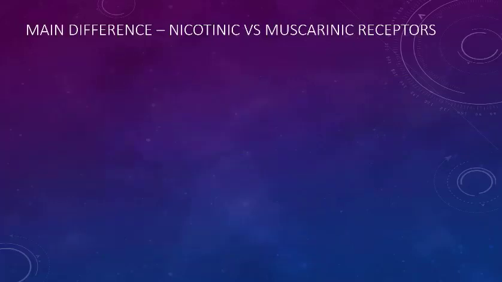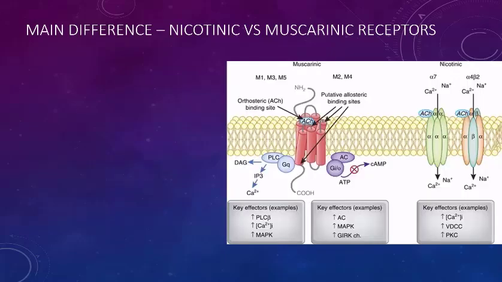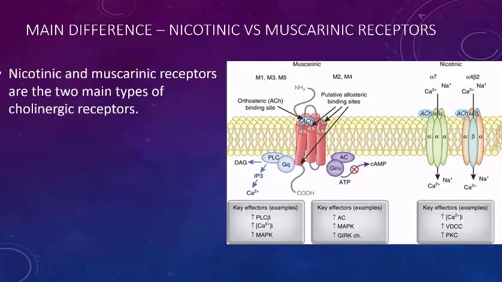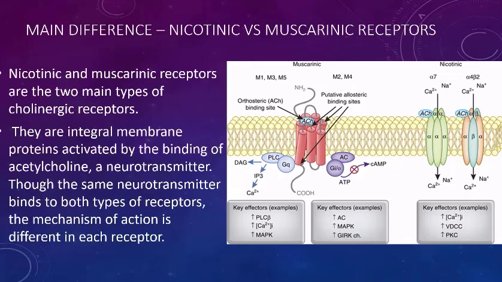Main difference between nicotinic versus muscarinic receptor. Nicotinic and muscarinic receptors are the two main types of cholinergic receptor. They are integral membrane proteins activated by the binding of acetylcholine, a neurotransmitter. Though the same neurotransmitter binds to both types of receptor, the mechanism of action is different in each receptor. Muscarinic receptor is activated by acetylcholine, and nicotinic is also activated, but the activation mechanism is different.